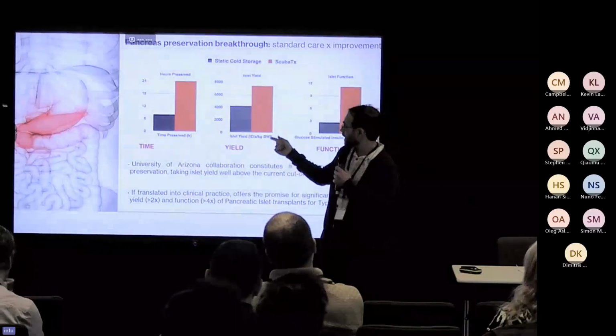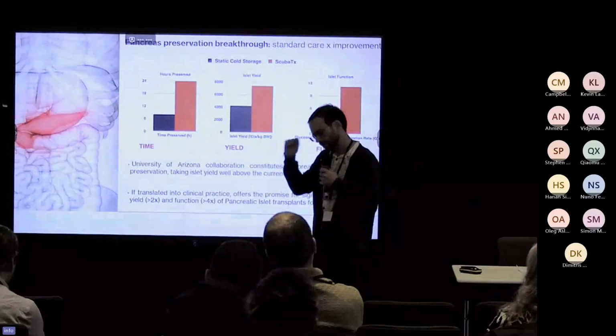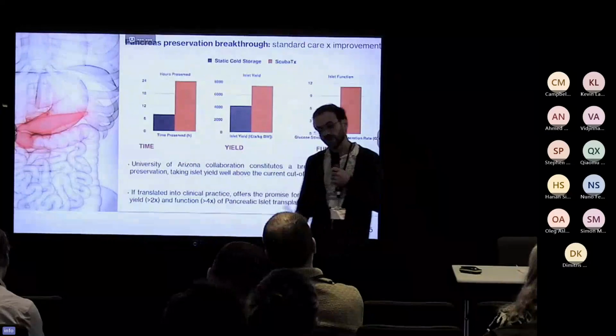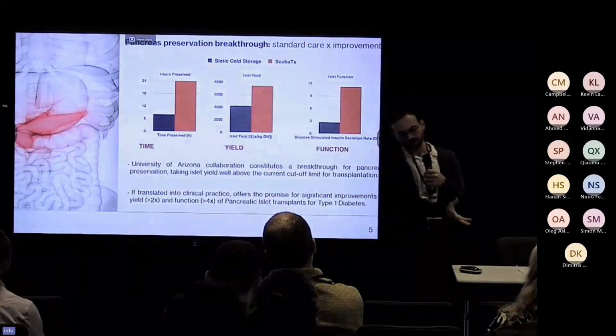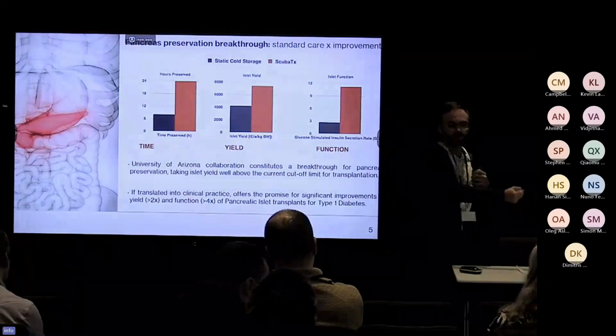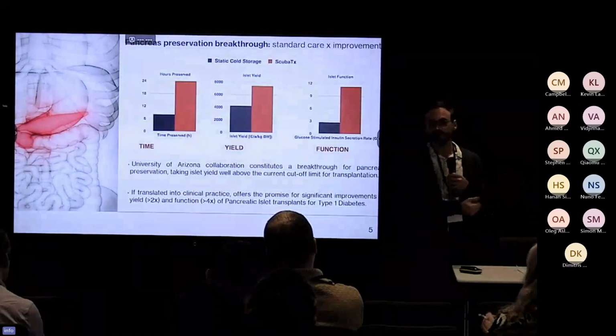More importantly, the yield is how many, in pancreas transplant, you get the organ, you digest it, you isolate the cells that produce insulin, and then you give that to the patient. So it's a bit different than a heart or kidney transplant.